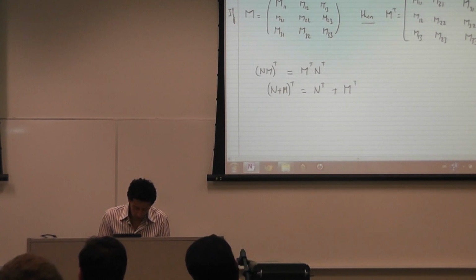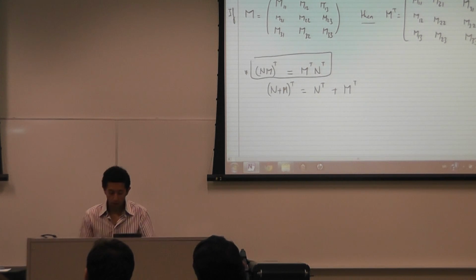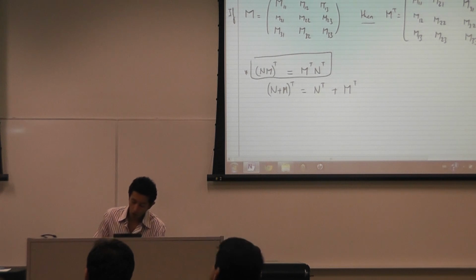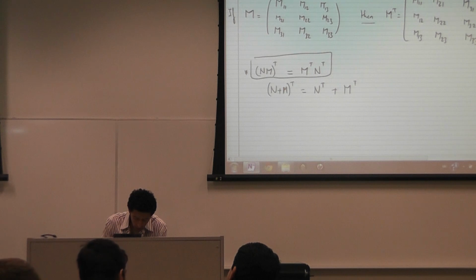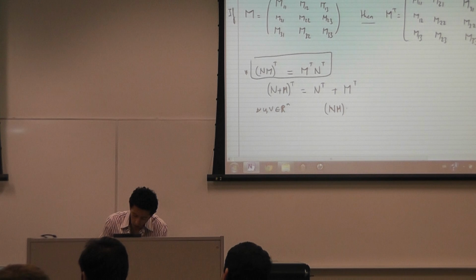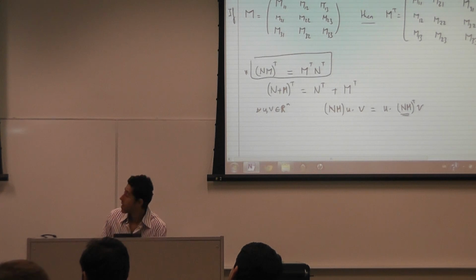Just to show you how to prove something like this, how it makes life very easy to utilize that definition. For every u and v in Rn, NM u dot v is equal to u dot (NM) transpose v. So I would like to find this (NM) transpose.